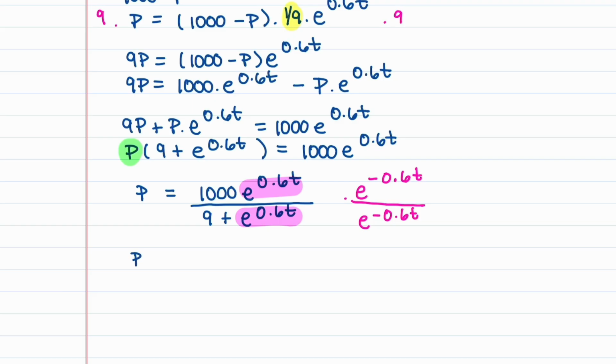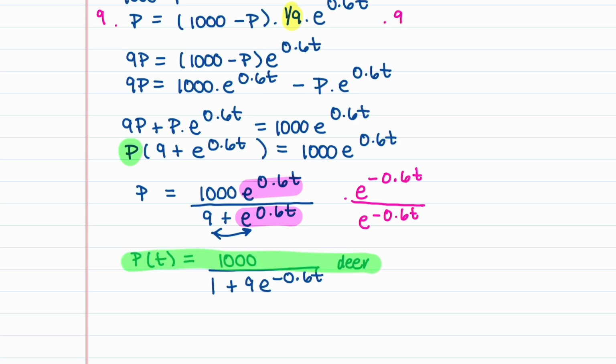Now our solution is p of t is equal to 1,000 over... I'm going to switch the order of these two terms. So we have a 1 first, and then we have a 9 e to the minus 0.6t. Since our population is deer, let's go ahead and include units in here. So we're going to put deer, and then that's our final solution.